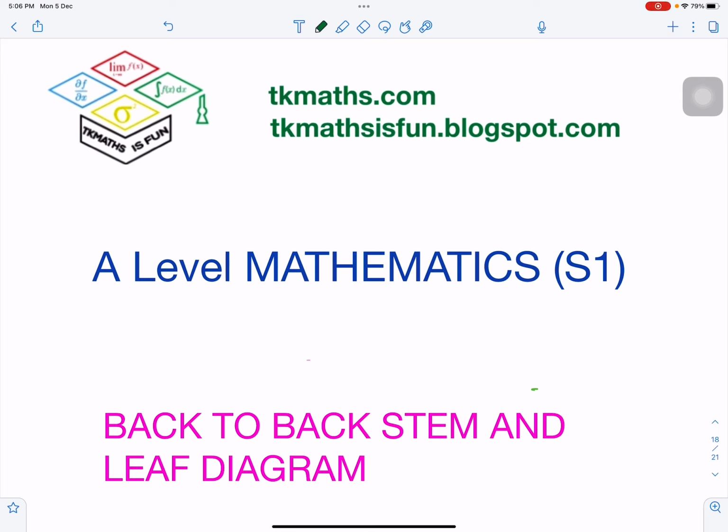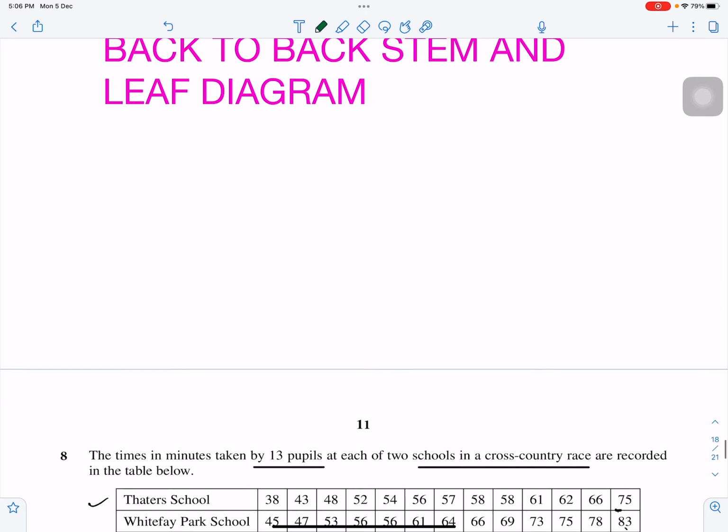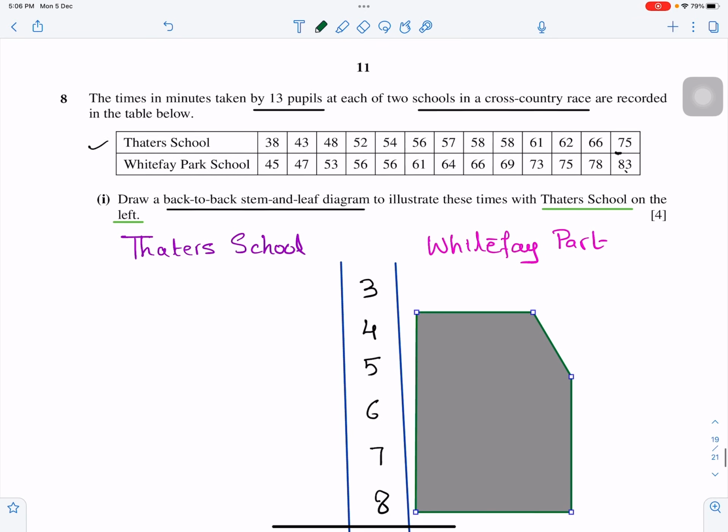This topic is from A-Level Mathematics S1. The topic name is Representation of Data. Okay, this is part of it. So let's see a past paper question here.